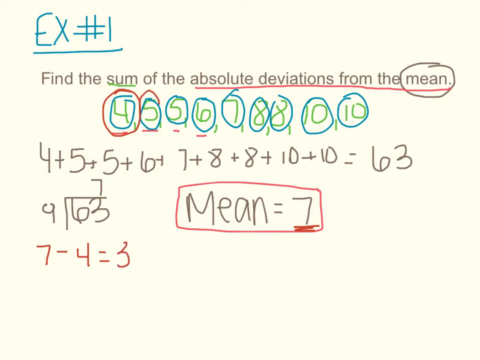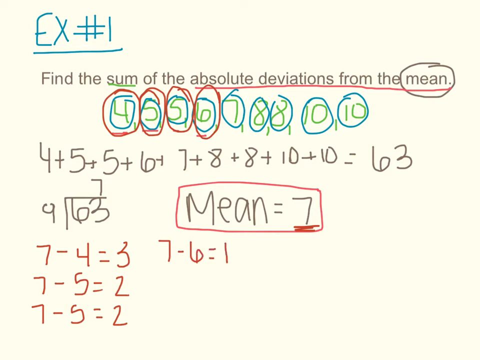Do the next number, which is 5. 7 minus 5 is 2. I have another 5, but I still have to do it again. And of course, I get 2 again. Now I go to my next number, which is 6. 7 minus 6 is 1. Next number is 7. 7 minus 7 is 0.